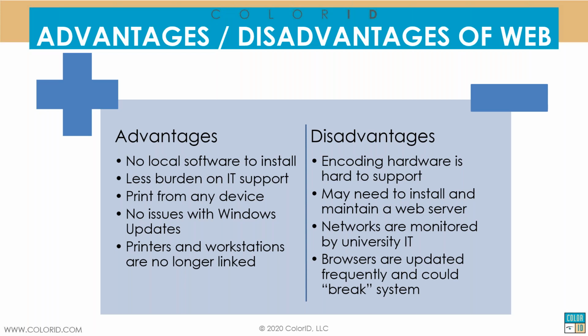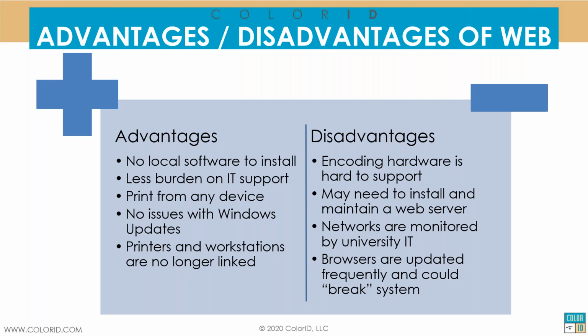Some of the advantages of cloud or web-based software is no local software installer. If you do, it's very little. There's not so much support for IT because it's all somewhere else. It's not on your hardware. You can print from any device because it's browser-based. You don't have to worry about Windows updates, and the printer and the workstation are no longer literally linked by a cable. Some of the disadvantages are that the encoding hardware can be hard to support, if not the printer itself, but generally encoding is a challenge to support from far away through a network.